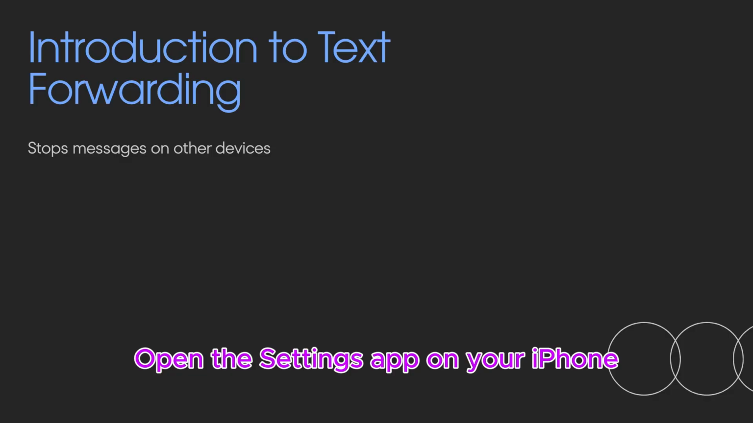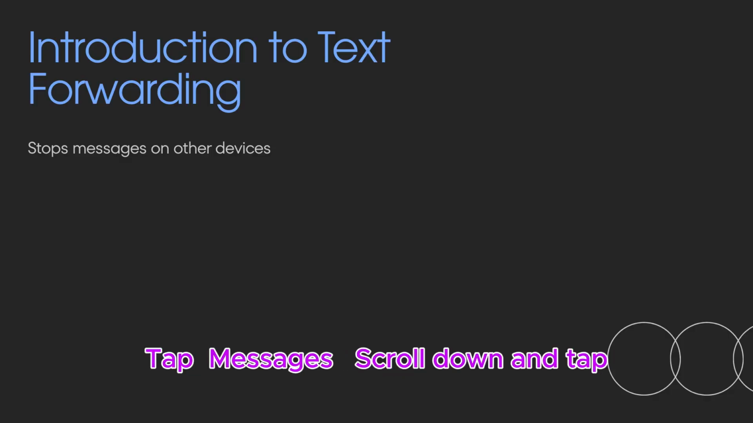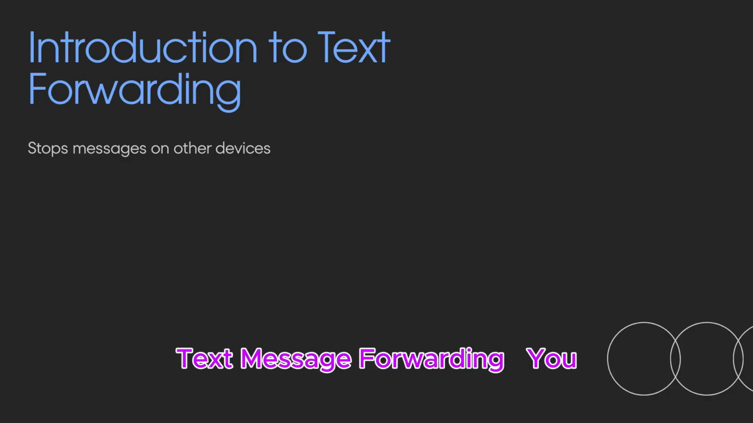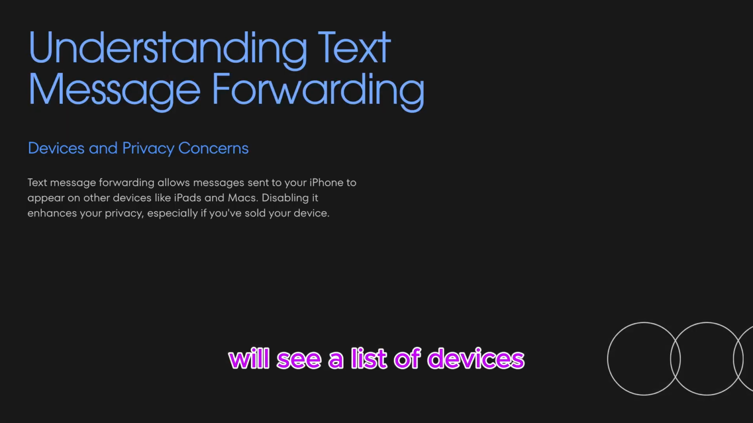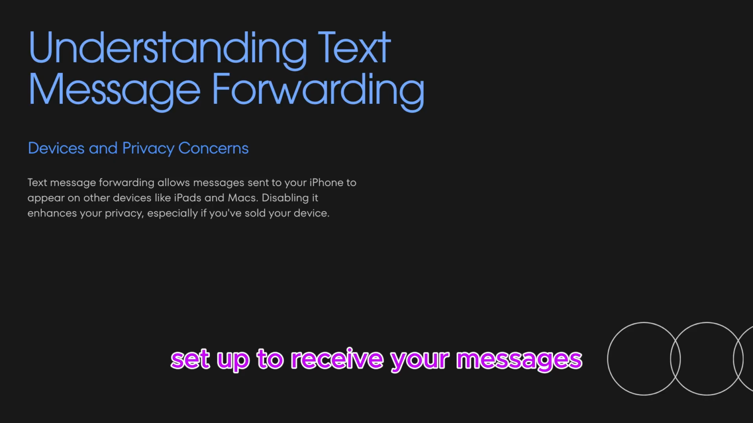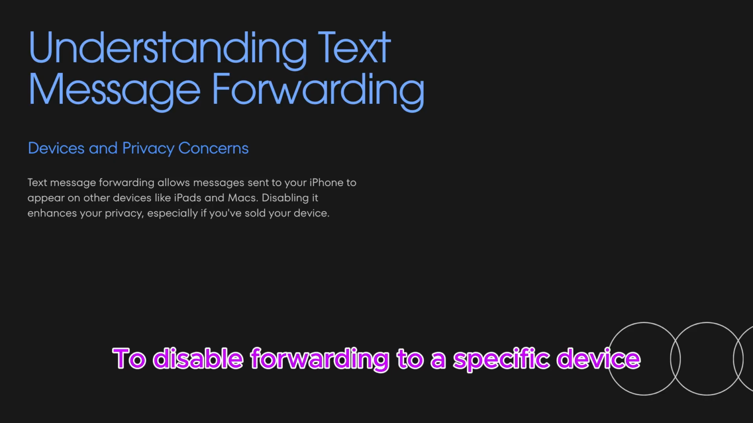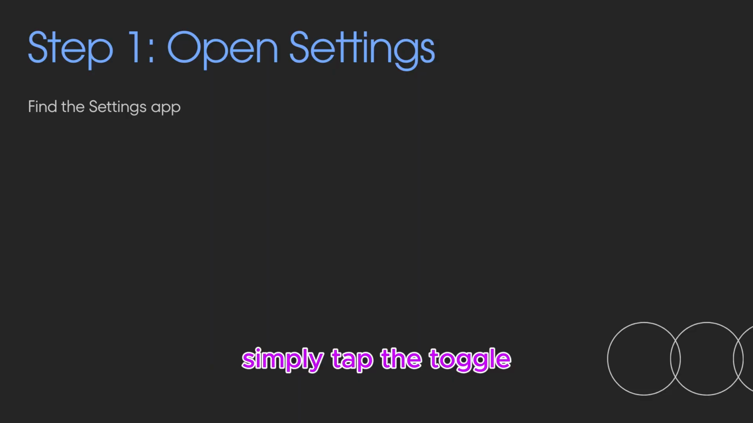Open the Settings app on your iPhone, tap Messages, scroll down and tap Text Message Forwarding. You will see a list of devices, like your iPad or Mac, that are currently set up to receive your messages. To disable forwarding to a specific device, simply tap the toggle switch next to it to turn it off.